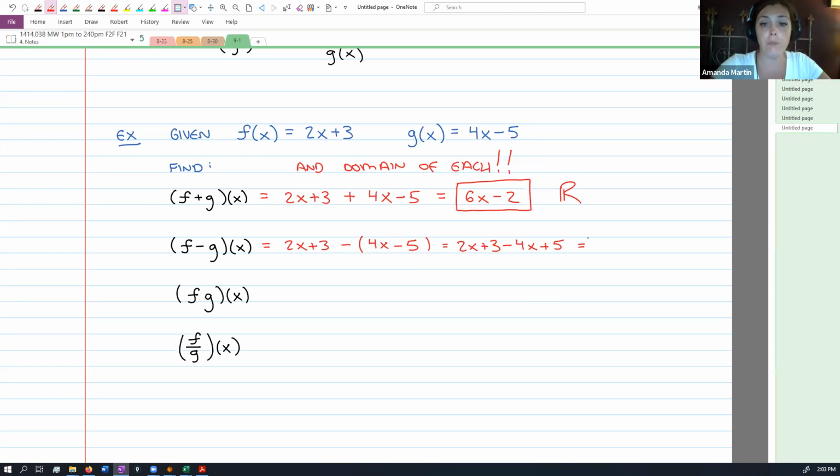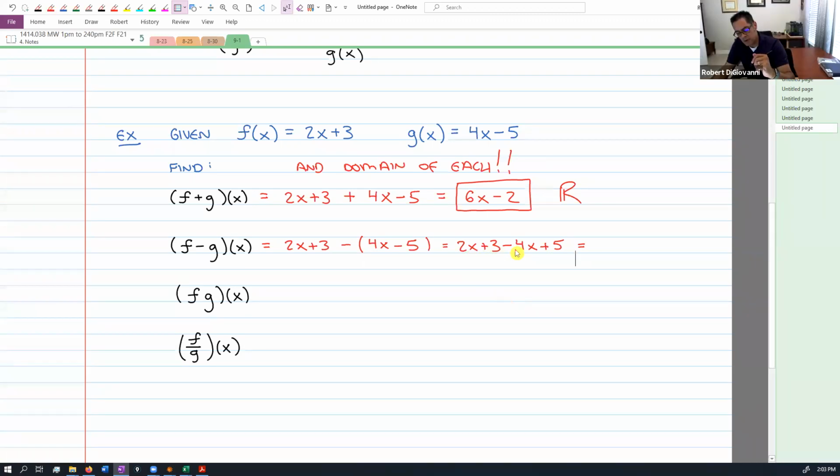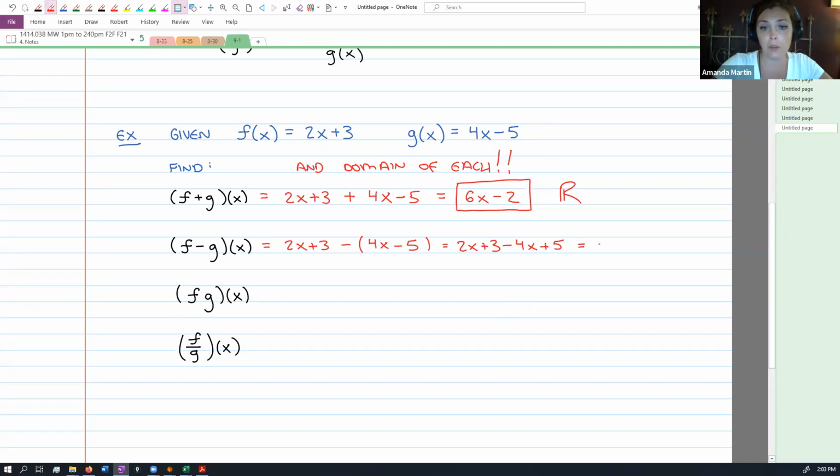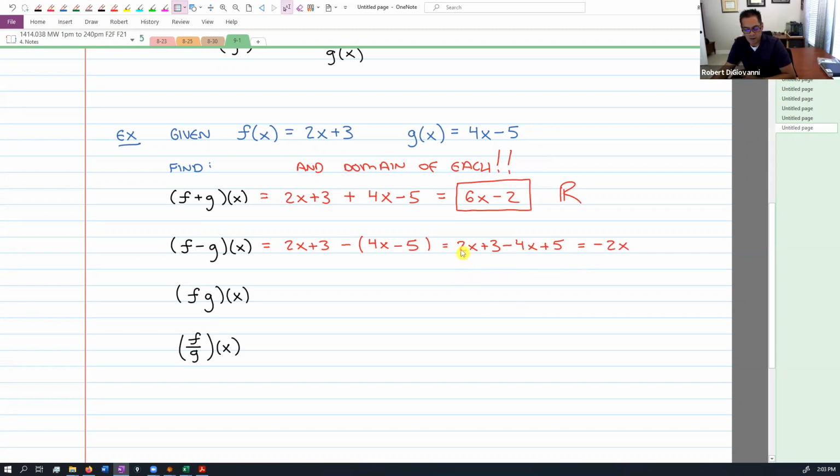Um, 6x. Careful, 2x, you're taking away 4x. So it would be negative 2x. Negative 2. Just think about it like money, right? You have $2, take away $4, you'll have negative $2, right? And then you have the 3 and the 5, right? Yes, 8.